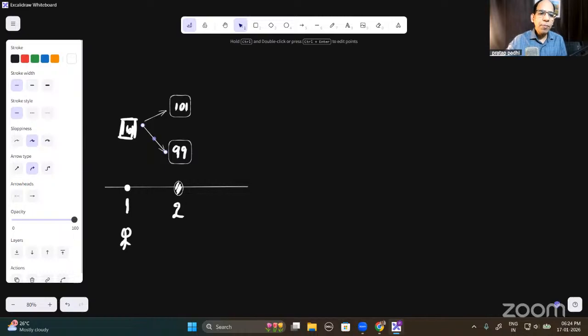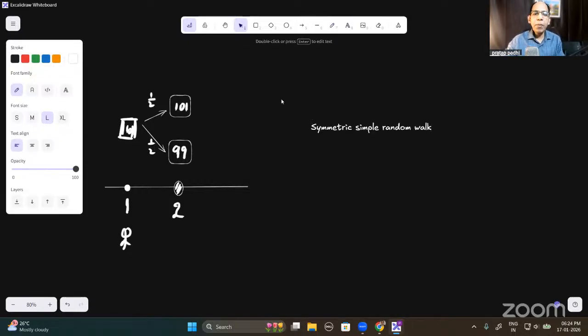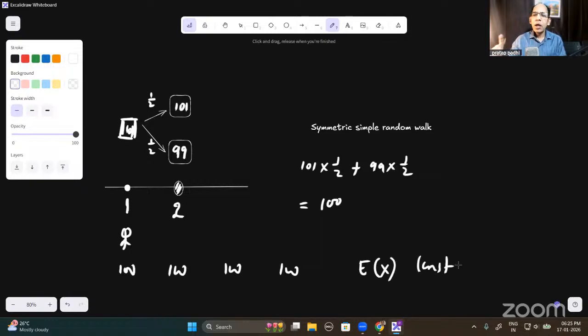If the probabilities are equal, I'm not saying probabilities are always equal, but if they are, then the name is symmetric simple random walk. In that case, the expected value you can find is 101 multiplied by half plus 99 multiplied by half, which is 100. My expected value will never change. In a random walk, my expected value here is 100, here 100, here 100, here 100. Expectation will never change. This is constant, and this is one condition of stationarity. Again, we'll come across this one. Remember in time series, one condition of stationarity is that the expected value must remain constant.